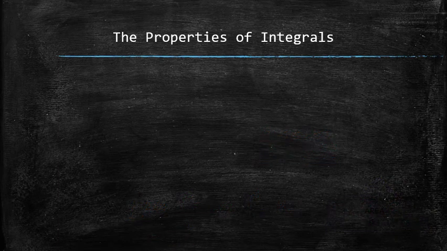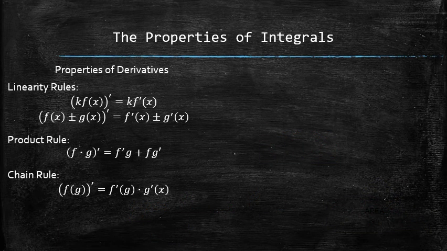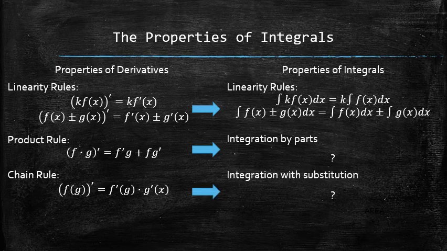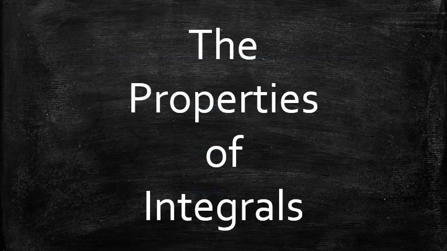In summary, we have already observed how some properties of derivatives translated into some properties of integrals. In the future, we will also learn how to convert the product rule into an integration technique called integration by parts, and how to turn the chain rule into a technique called substitution. We introduced and discussed the properties of indefinite and definite integrals.